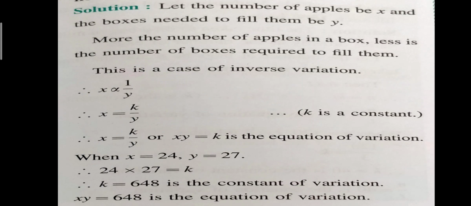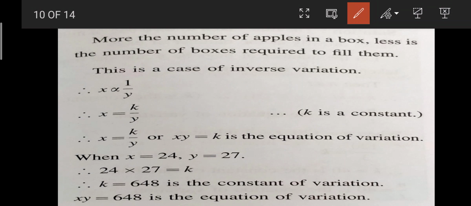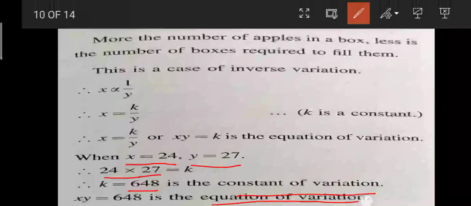So when our x is 24 and our y is 27, we'll substitute the values. When we multiply 24 into 27, we get the answer as 648, which is the constant of variation. So here xy is equal to 648, which is the equation of variation.